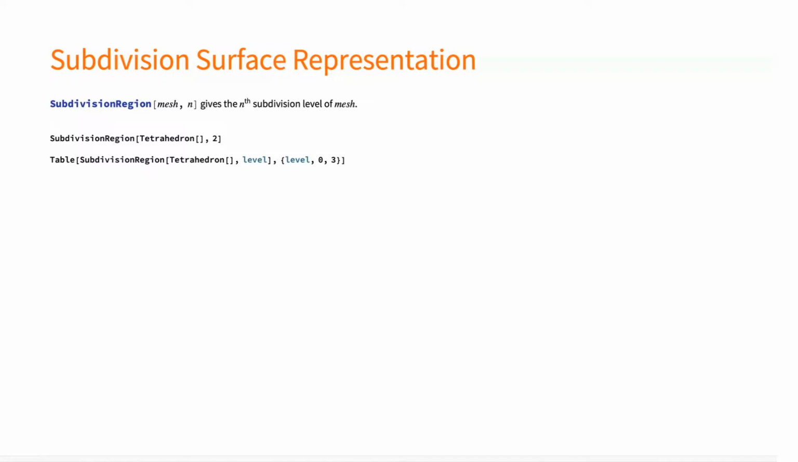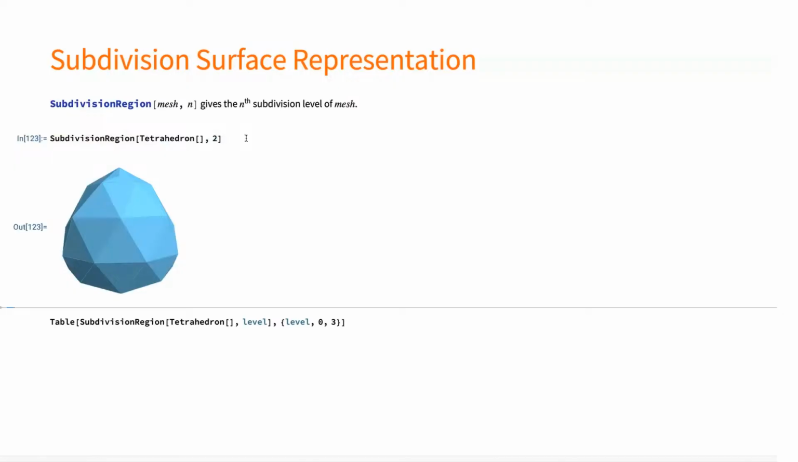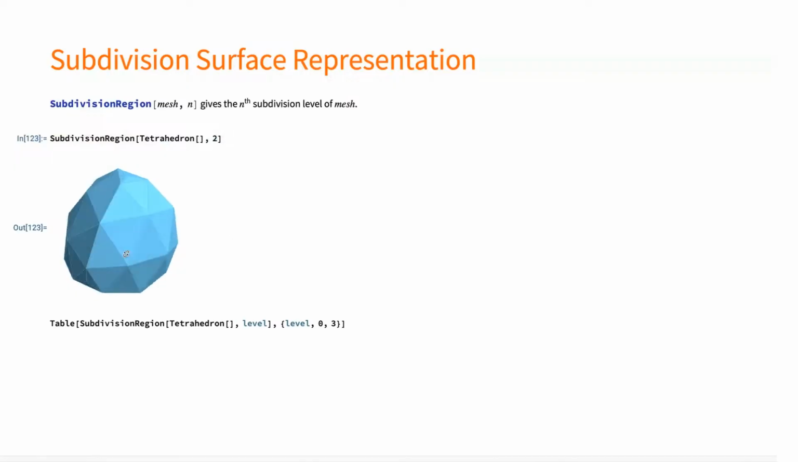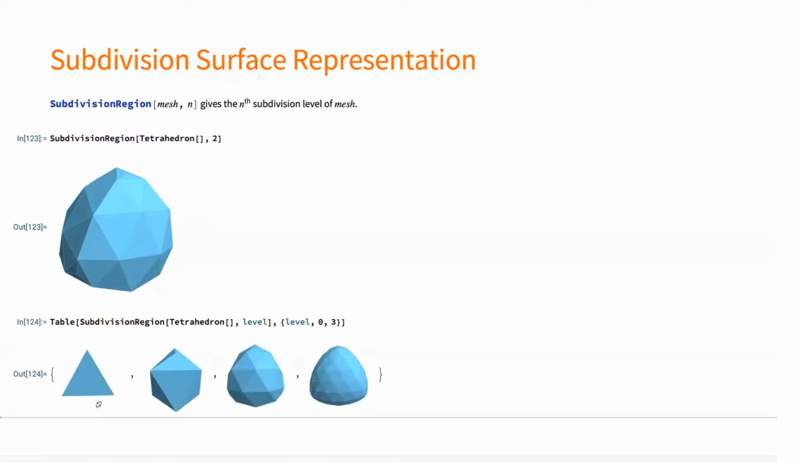Now let's look at how we represent subdivision surfaces in the Wolfram Language. We do this using the new symbol SubdivisionRegion. In order to represent a finite subdivision level, we can pass the base region and the level to SubdivisionRegion. For example, doing it with this tetrahedron will give me the second subdivision level for this tetrahedron. We can also look at the various levels from 0 to 3 here, and we see how our tetrahedron gets more and more rounded off as we increase the level.